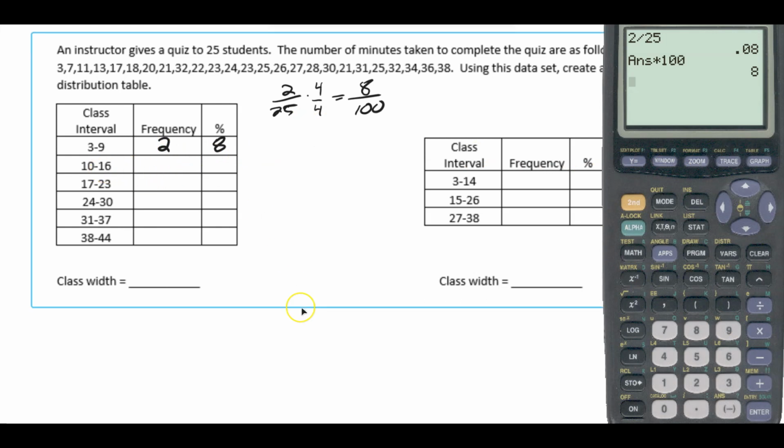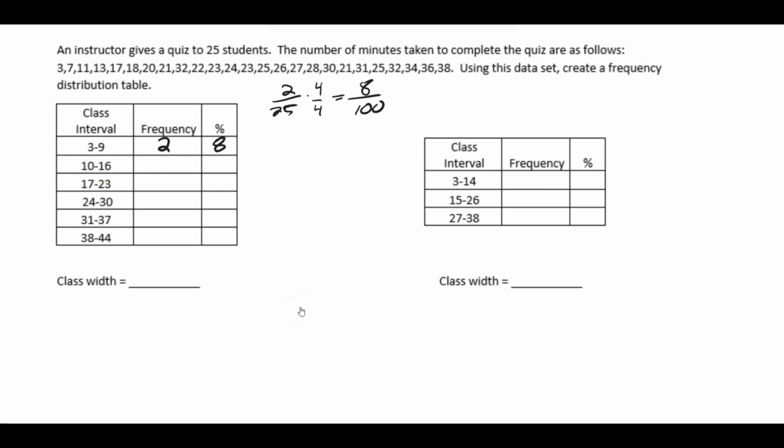Okay, 10 to 16. So let me cross out with the color the ones we've accounted for. 10 to 16. So 1, 2. We have another 2. We know that's 8%.